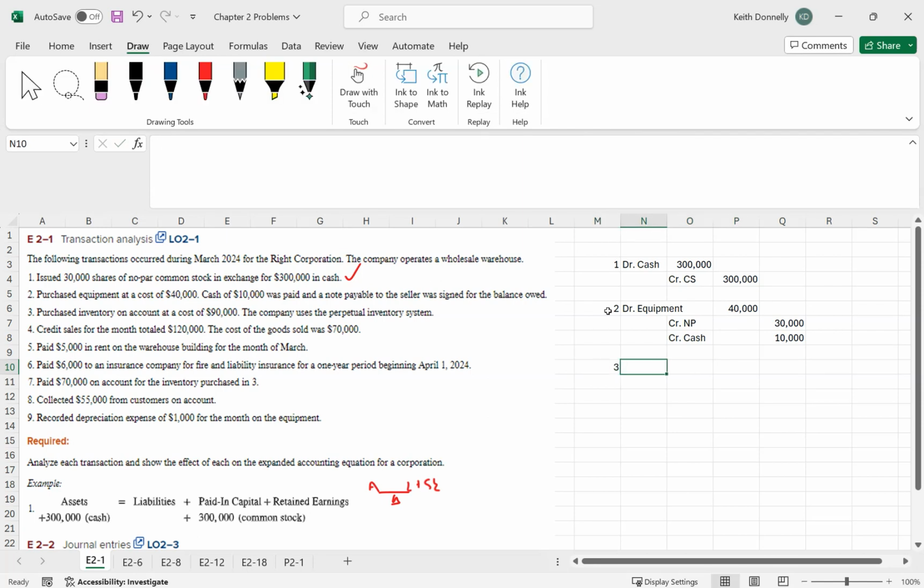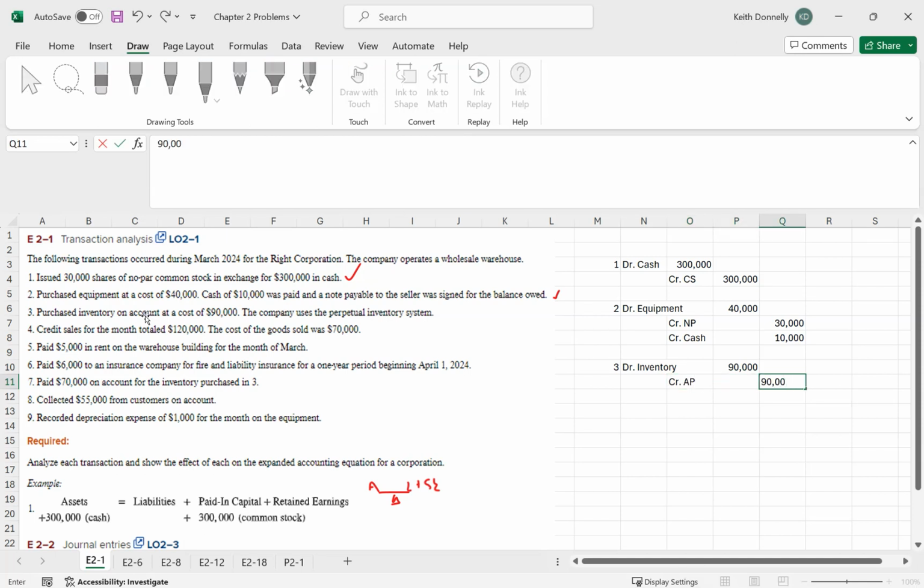Okay, 3, we bought inventory. Let me put a check mark here too. For 3, we bought inventory on account at a cost of $90,000. We used the perpetual inventory system. So we got inventory, debit inventory, 90,000. It looks like we bought it on account, so that means credit accounts payable. When they say the words on account, that's what they're talking about there.